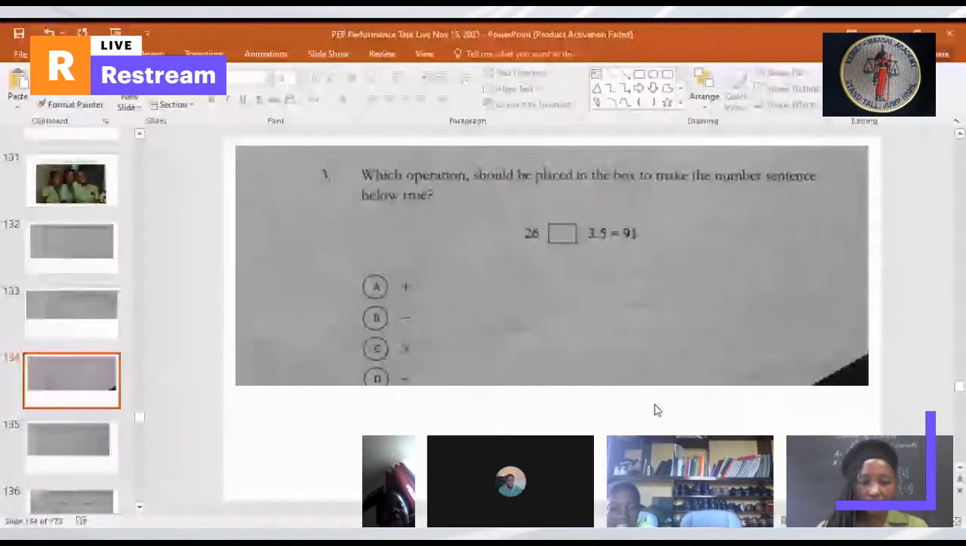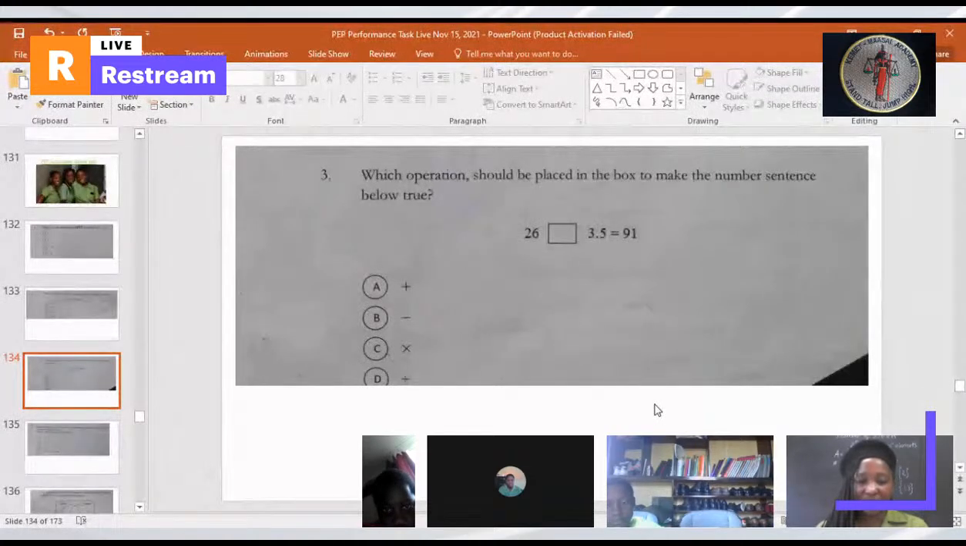Miss, I would say times. Okay, so you're saying 26 times 3.5 would give 91. All right, that is correct. It's definitely not adding, definitely not subtracting. If you take 3.5 from 26, you would not get 91. Neither if you divide would you get 91.